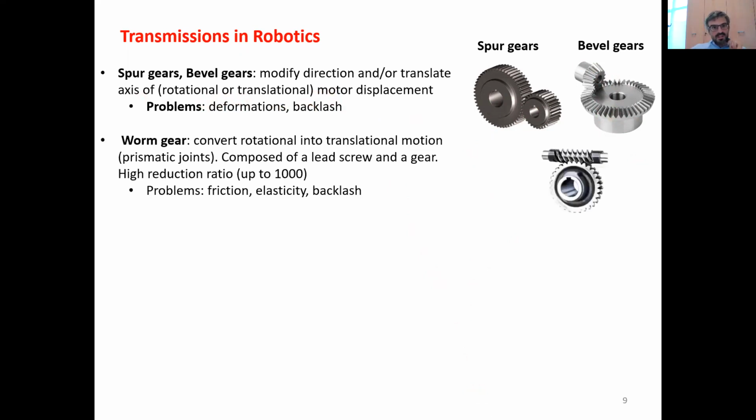We have the worm gears that convert rotational motion into translational motion, like the one we use for prismatic joint. And they are composed by a gear and a lead screw. This is called a lead screw. And usually have a very high reduction ratio, up to 1,000. And because of this big reduction ratio, we have problem of friction, backlash, and also elasticity.